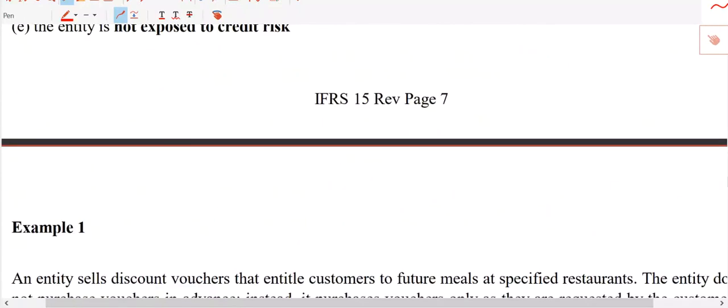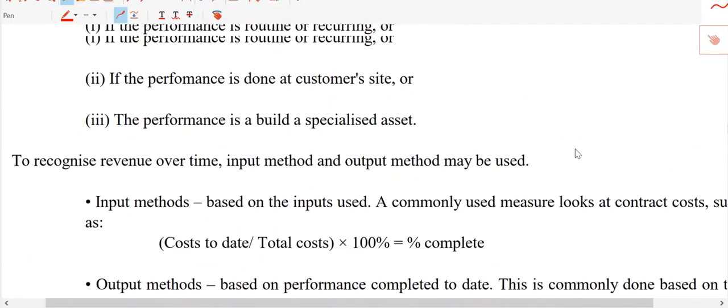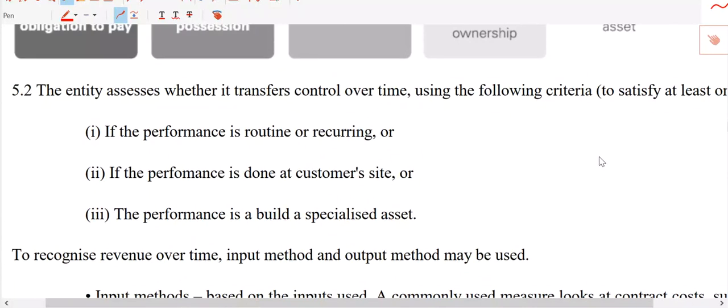In the last class, we talked about transferring control to the customer. Only after transferring control to the customer, then we can recognize revenue. But transfer of control, we have 2 types. Number 1, transfer control at one point. And number 2, transfer control over a period. I remember I used our class situation as an example as well.